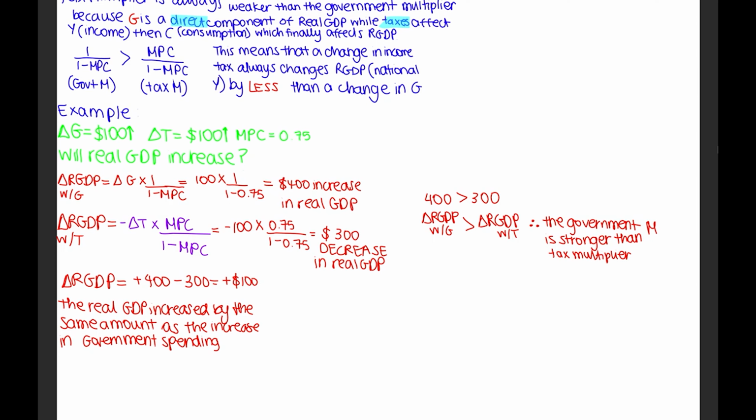So at the end, we can see that the change in real GDP is plus 400 because it's a $400 increase, minus 300 because it's a $300 decrease. So the answer is going to be plus $100. So the change in real GDP is $100, which is the same amount as the increase in government spending. So whenever the government runs a balanced budget, we take it as a rule, the real GDP will change as much as the change in government spending.